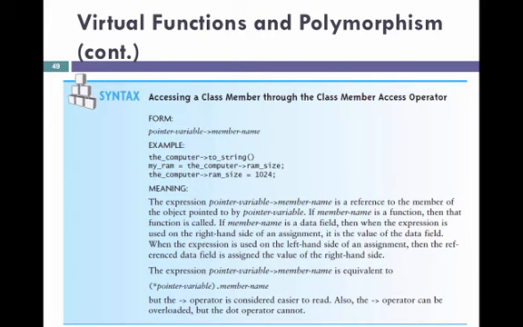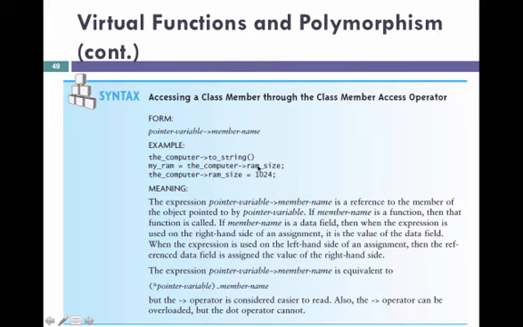Now, how to access a class member through the class member access operator. Here's the syntax for that operator, and here are some examples. So we have pointer variables, and we say arrow and toString. This accesses the member function toString.